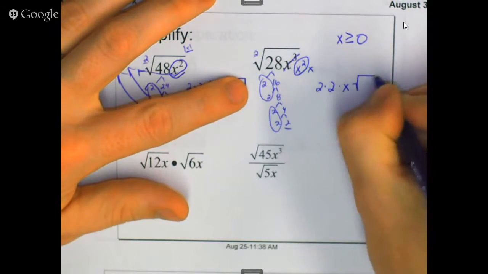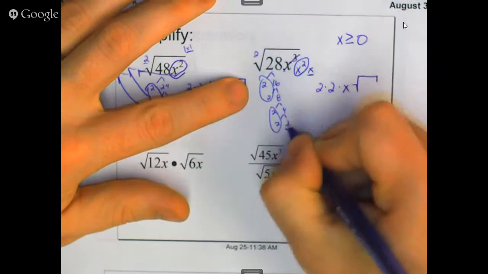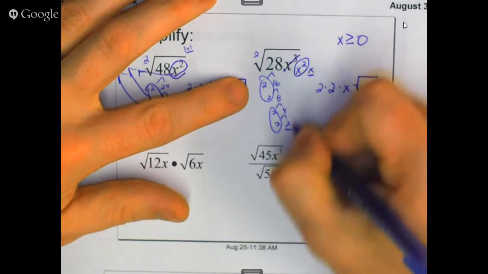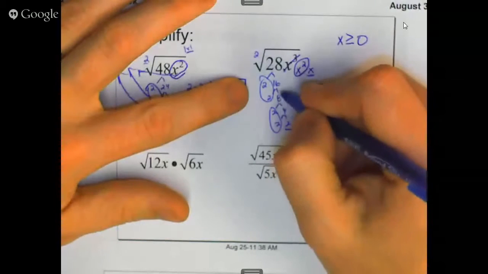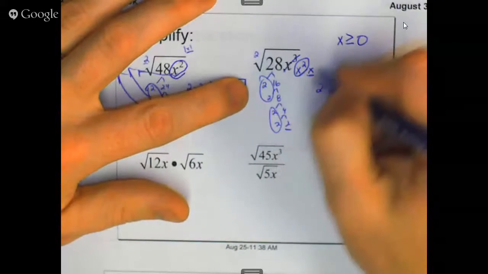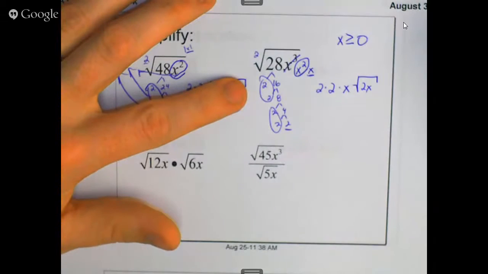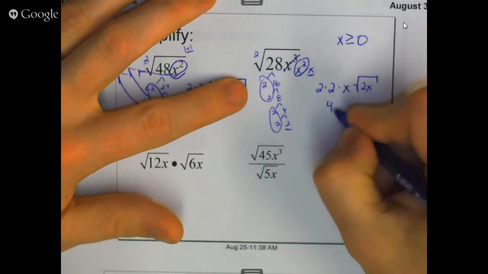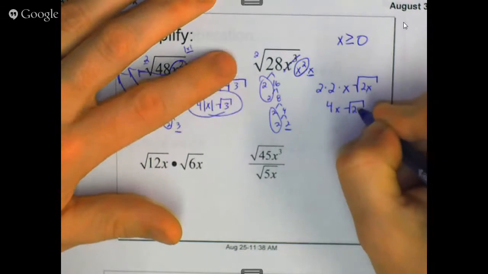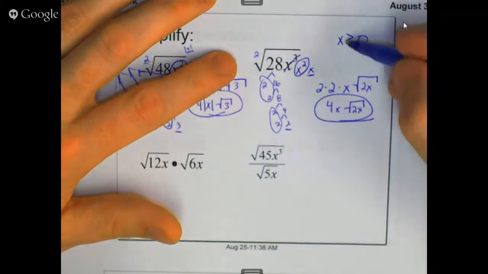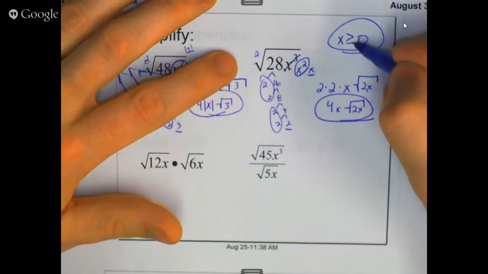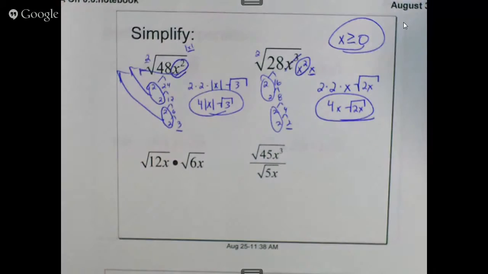What is left underneath my radical are the numbers that are not sorted or not into a group. Not the ones I've broken down, okay, the ones on the end. So I've got 2x underneath. So I've got 4x, radical 2x. And we don't need absolute values because I've got this domain here. I've got this domain up here of greater than 0.